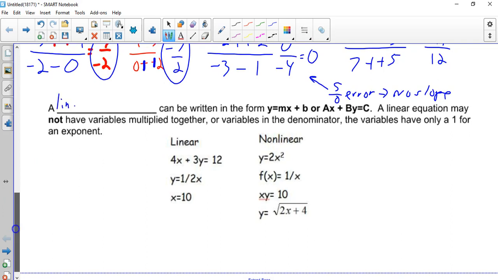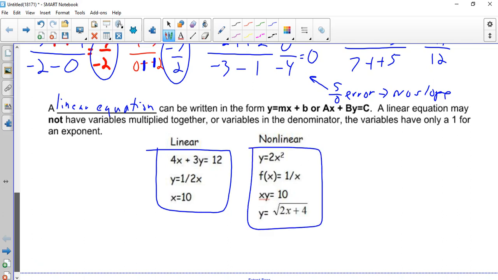A linear equation can be written in the form y equals mx plus b. Remember that's the slope-intercept form. Or ax plus by equals c, which is standard form. It may not have variables multiplied together or variables in the denominator. The variables have only a 1 part exponent. So these are all linear.